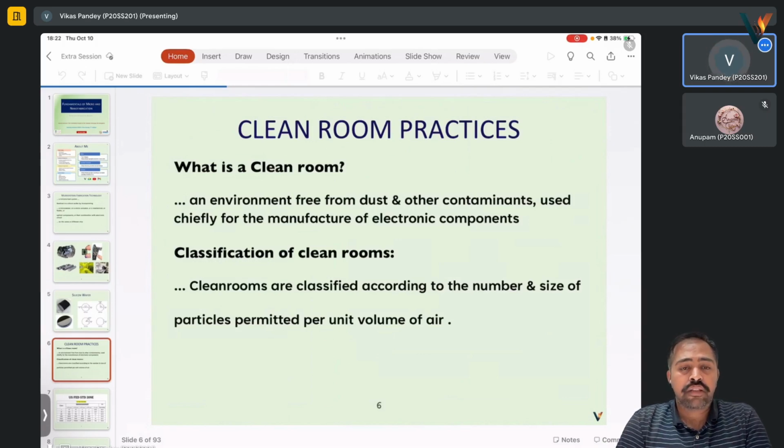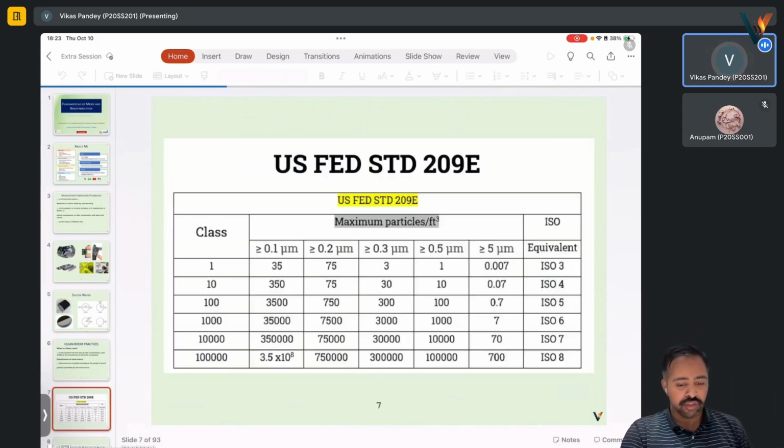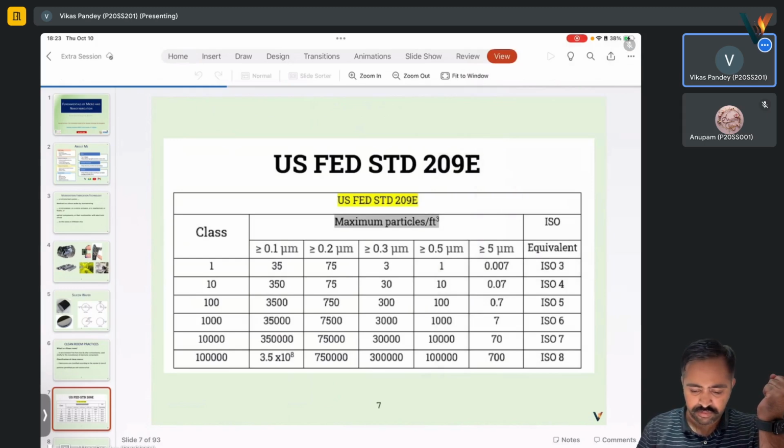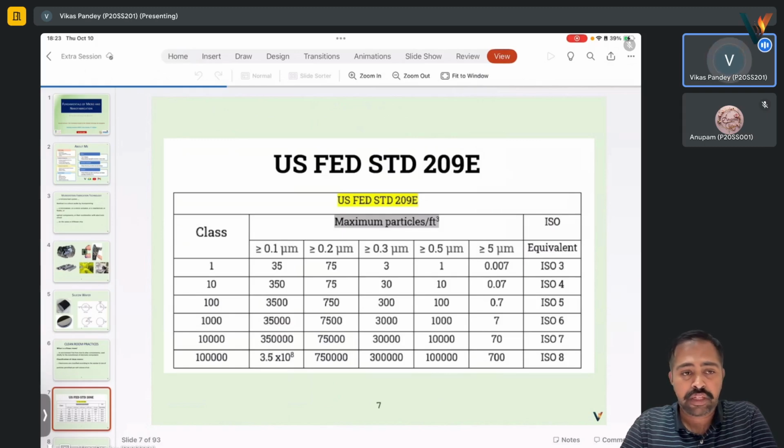These are classified according to the number and size of particles permitted per unit volume of area. There are standards like US Fed standard 209, which defines class 1, 10, 100, 1000, 10,000 and 100,000. It is defined based on the number of 0.5 micrometer particles in a cubic foot. Since it is a US Fed standard, it is defined in terms of feet.